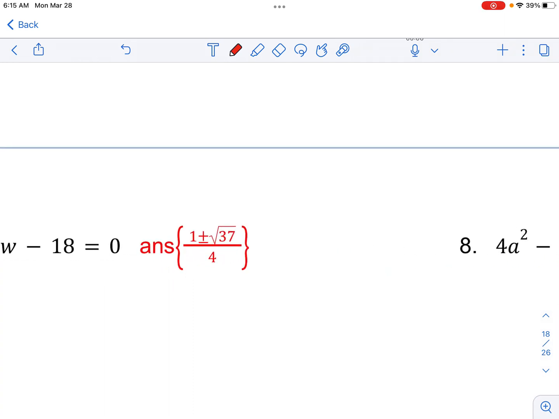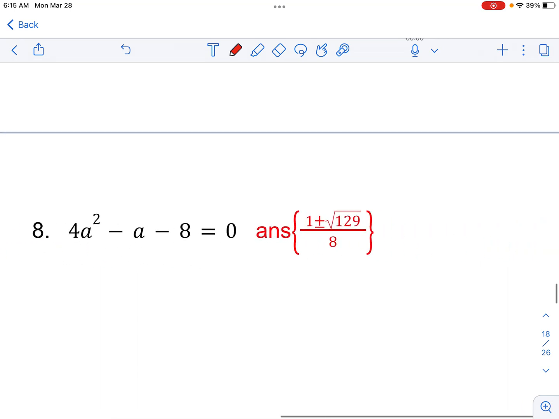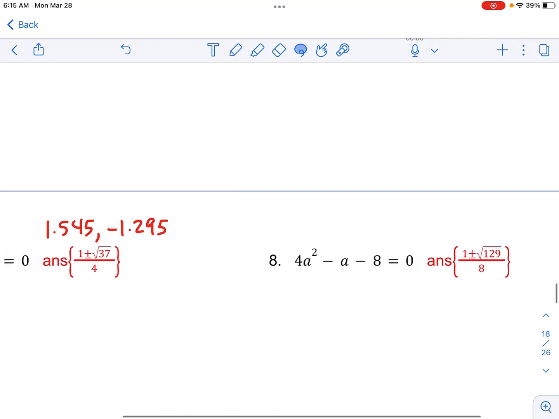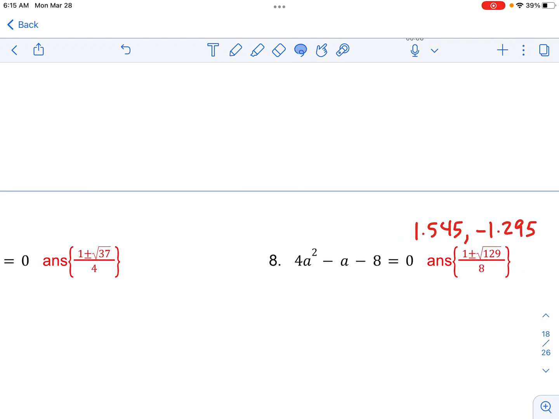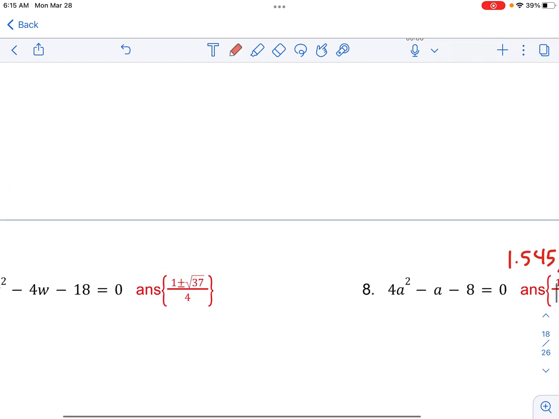This one the answers would be 1.545 and -1.295 if you want decimal answers. And this one would be, oh shoot. These are this question. There we go. This question is 1.771 and -1.271.